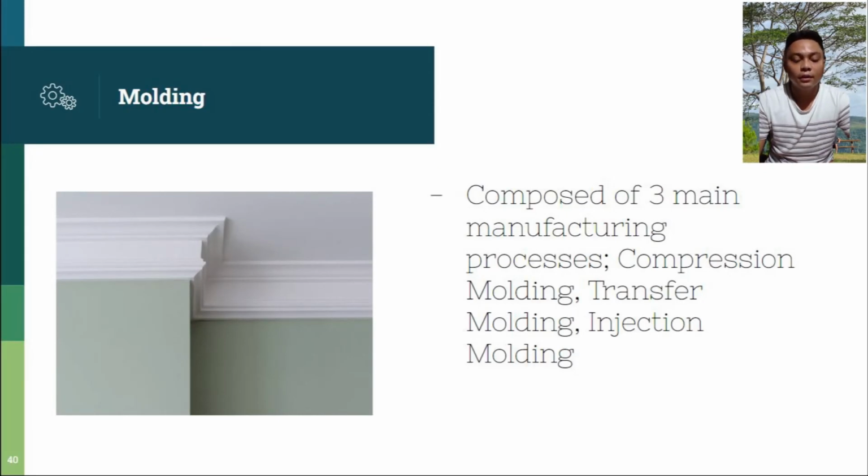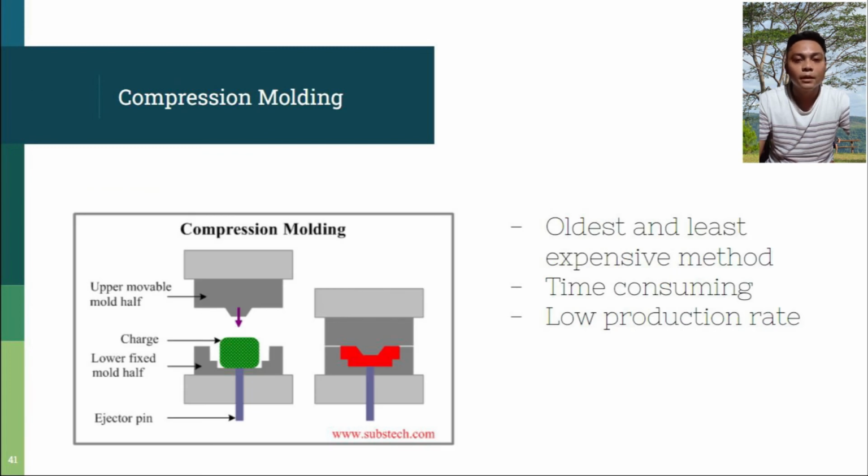Molding is composed of three main manufacturing processes: compression molding, transfer molding, and injection molding. Compression molding is the oldest and the least expensive method of the three, and it has a low heating time, and that's why it is time consuming with a low production rate.